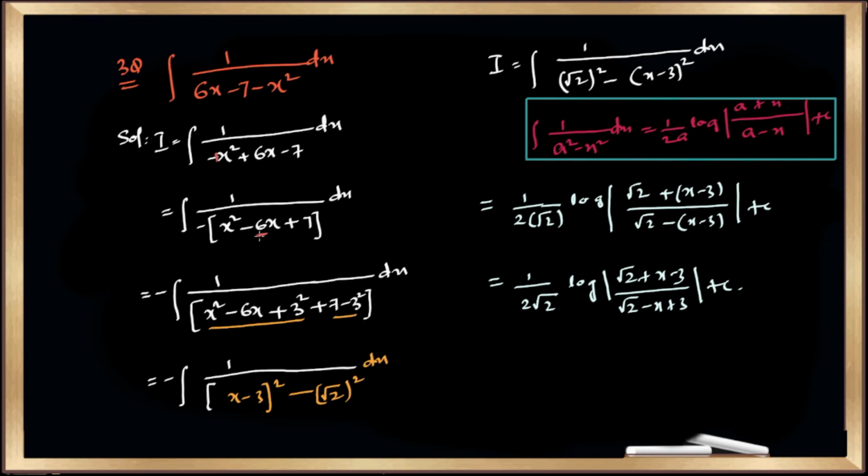Now what about the x coefficient? The x coefficient is minus 6. Half of minus 6 is minus 3. Means we have to add and subtract 3 square. So adding 3 square and subtracting 3 square.